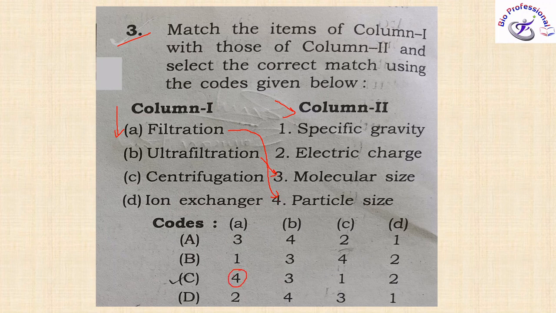Then B is 3. So you have only one option, and you can find the answer, which is C. Let me check. Centrifugation works through the principle of specific gravity, and ion exchanger through electric charge. So D is 2. So option C is correct for this question.